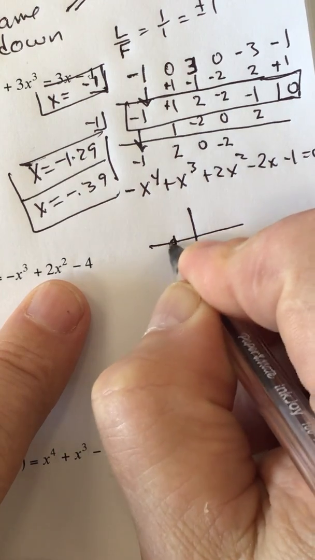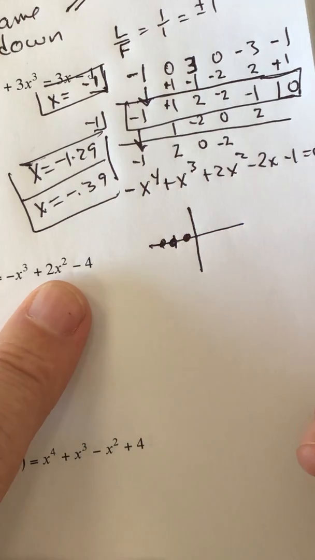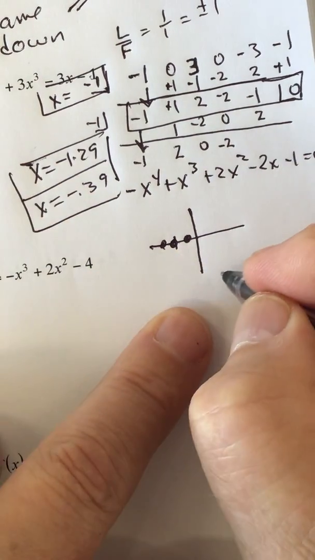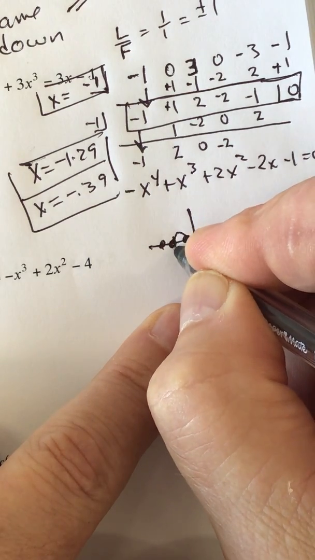So one of them is at negative 1, one of them was at negative 0.39, one of them was at negative 1.29 here. And we have to start with how it's going to finish. It's going to finish down. And now I'm going to come through those.